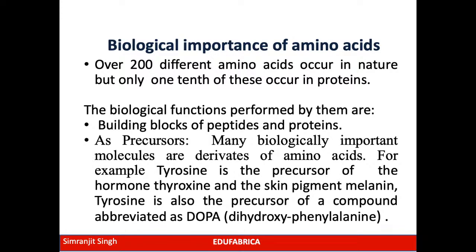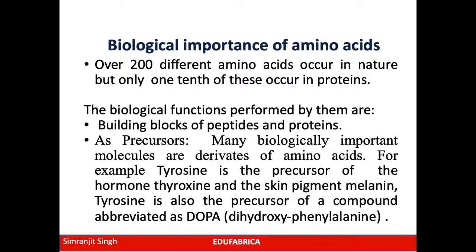The biological importance of amino acids is that over 200 different amino acids occur in nature, but only about one tenth of these occur in proteins. As for the biological functions they perform, they are the building blocks of peptides and proteins. They act as precursors. Many biologically important molecules are derivatives of amino acids.